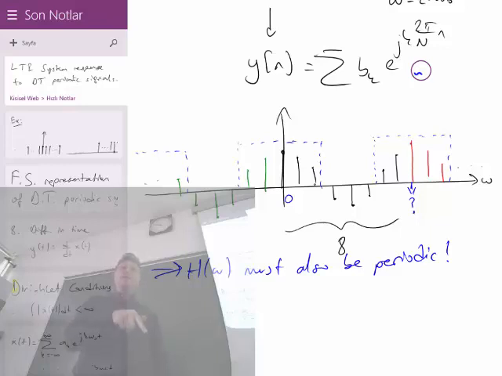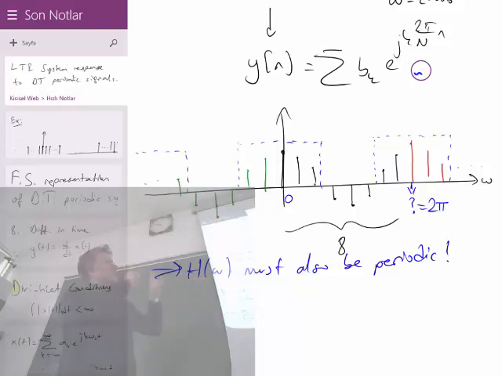k is equal to 8 means omega is equal to what? Omega is equal to k times 2 pi over capital N. What is capital N? 8. So k is 8. 8 times 2 pi over 8 is 2 pi. This point is 2 pi. It's like rotating the unit circle. Alright? The filter has a frequency response which is 2 pi periodic. At every 2 pi it comes back to the same point.